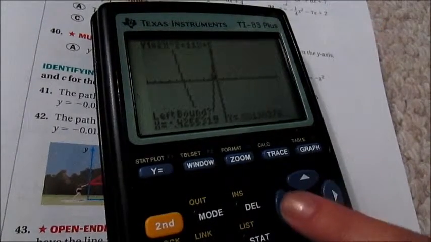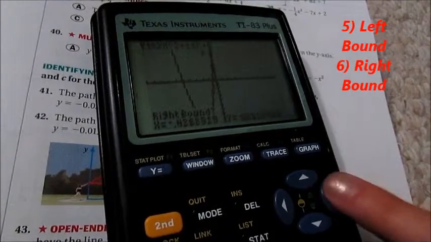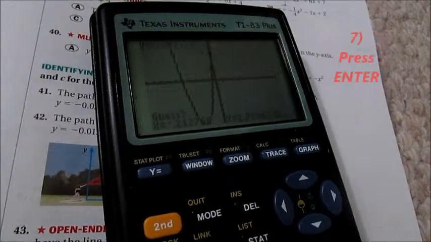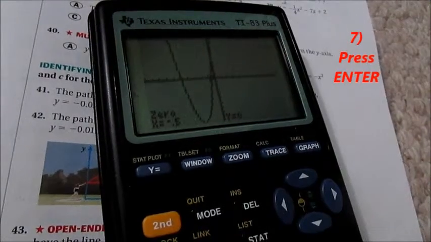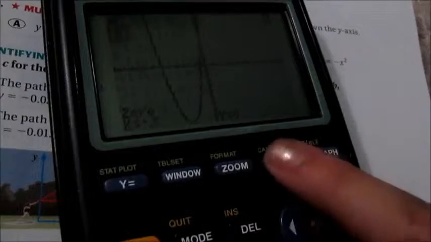Then find the points left bound and right bound to the zero. Press enter to find the zero. Do the same process over again to find the second zero.